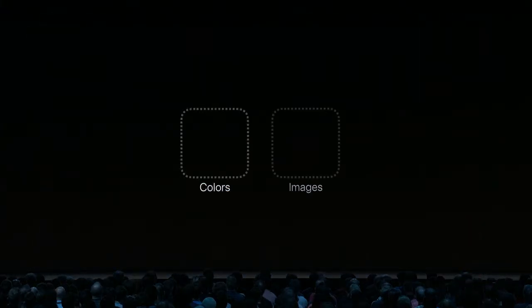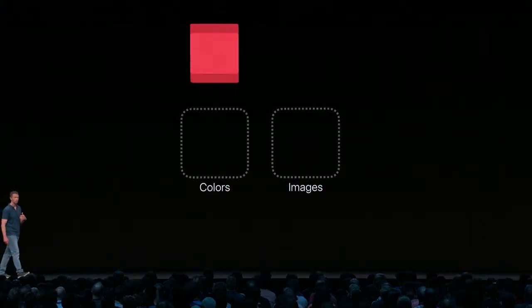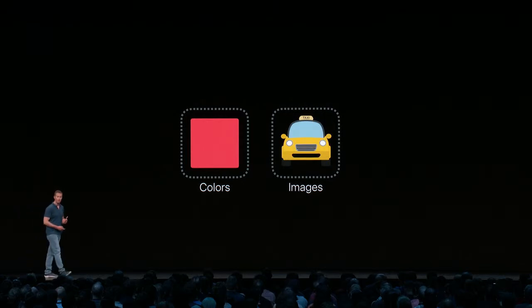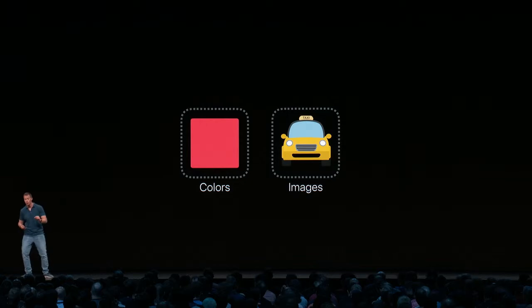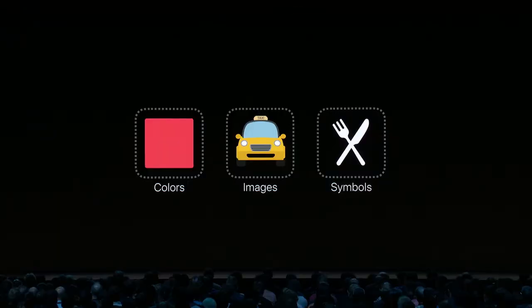Now, for your own resources, things like colors and images, asset catalogs play a really important role. They let you vary for things like device type and for light and dark. And the best part is, you don't have to write any code to do that. And in Xcode 11 and iOS 13, you can create your own custom symbols that get all the great characteristics of the new SF symbols.